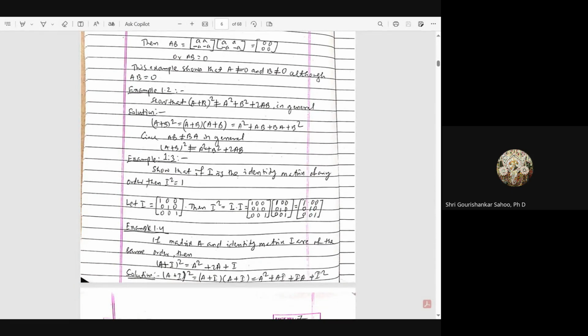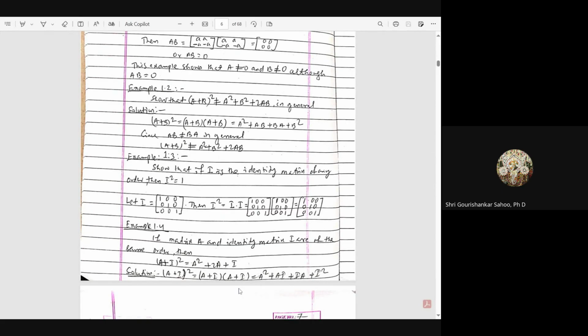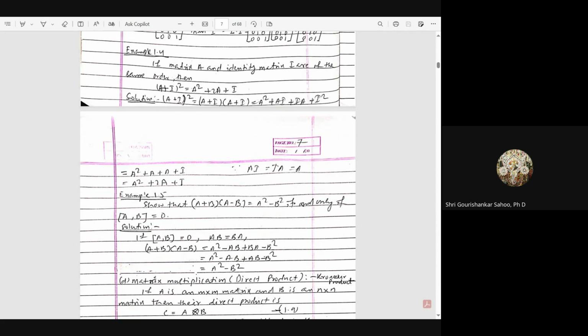Similarly, if I is the identity matrix of any order, then I square is equal to I. You can see here, for example, I is equal to 1, 0, 0, 0, 1, 0, 0, 0, 1. Then I square is equal to I dot I, which is equal to 1, 0, 0, 0, 1, 0, 0, 0, 1. If a matrix A and identity matrix I are of the same order, then (A plus I) square is equal to A square plus 2A plus I. So the solution is like this.